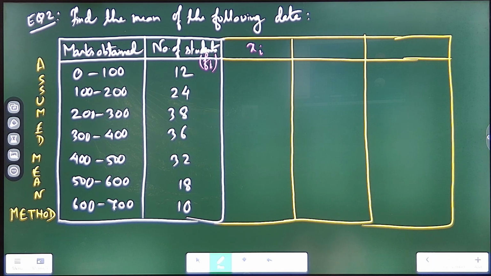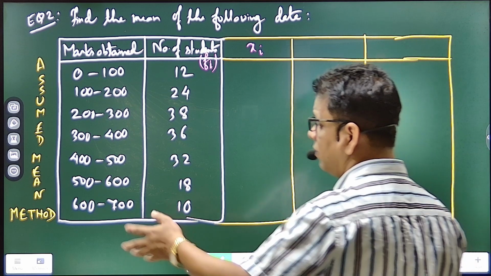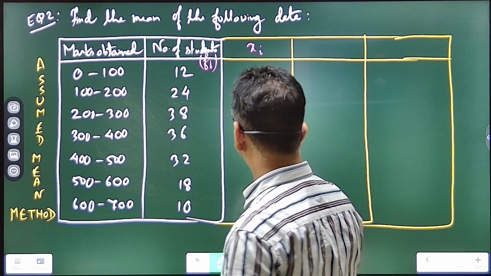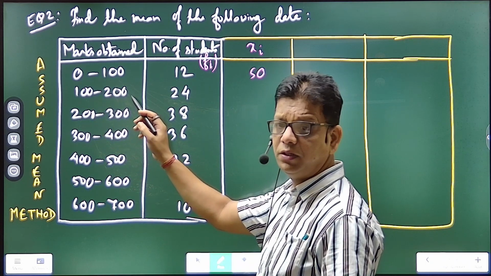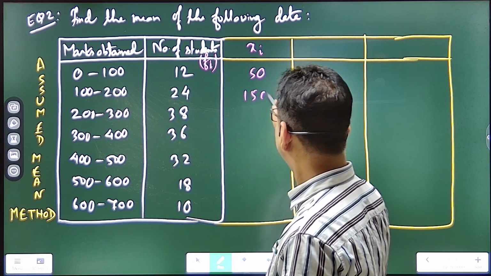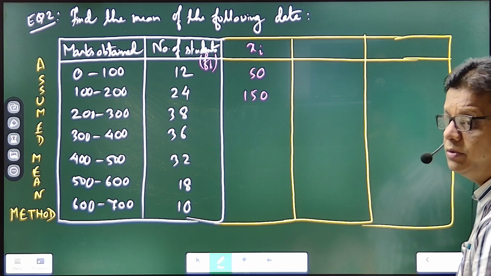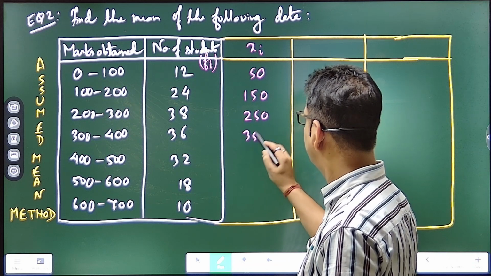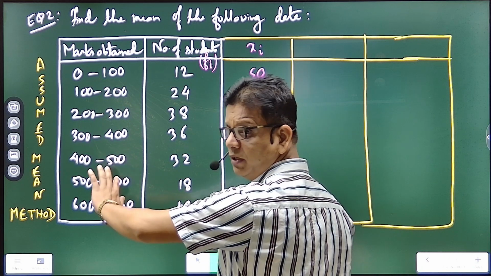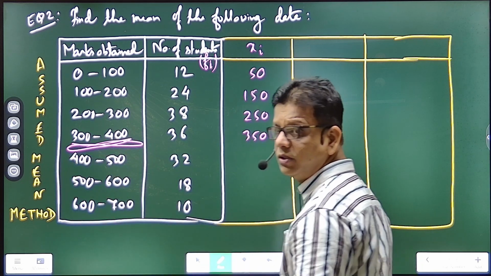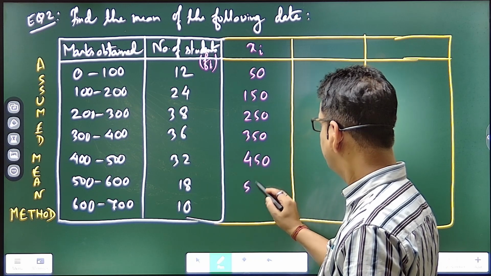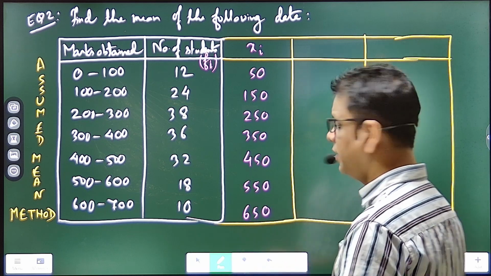This time I will say from here what to do. You all try to do it. Xi you already know: the lower limit plus upper limit divided by 2. So it is 0 plus 100, which is 100 by 2, how much? 50. Yes or no? 100 plus 200 is 300, and 300 by 2 is 150. See again, they will be increasing by how much? 100. So 250, then 350. Understood now? How? 300 plus 400 is 700, their sum 700 divided by 2. Then 450, 550, and then 650. Okay, first one is done.